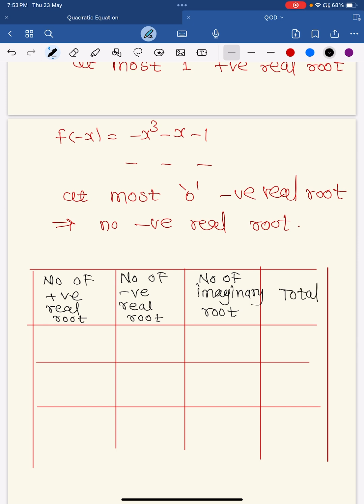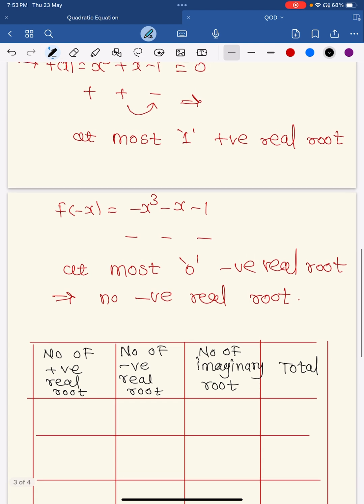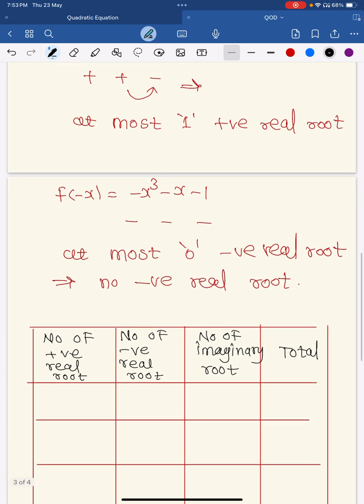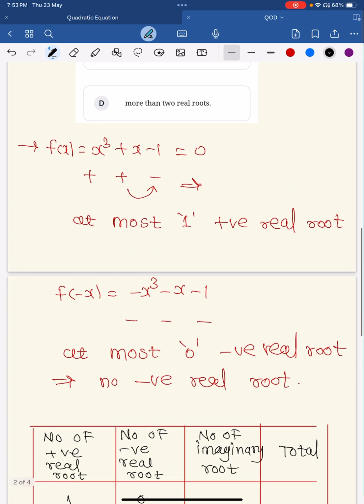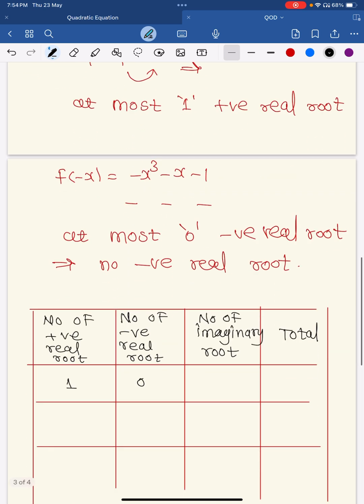By Descartes rule we get that there is at most one positive real root. So one positive real root and no negative real root, so 0. And by the fundamental theorem of algebra, the given equation has degree 3. The fundamental theorem says that if a polynomial has degree n, then it has n roots. So here the degree is 3, therefore the given equation has a total of 3 roots. So we get 2 imaginary roots.